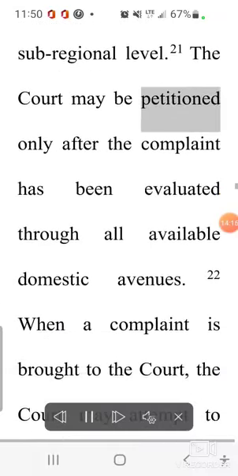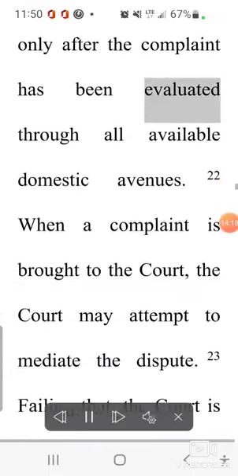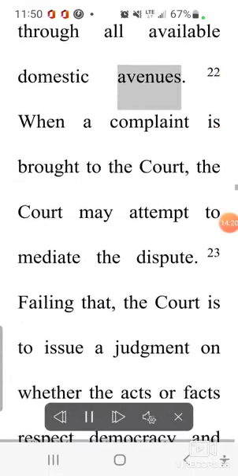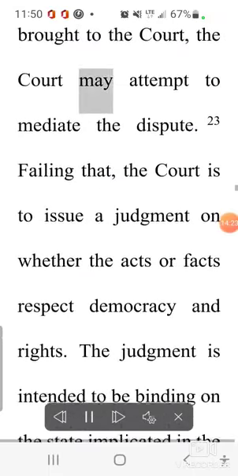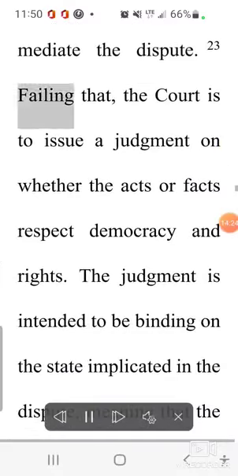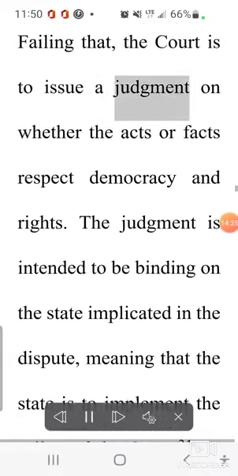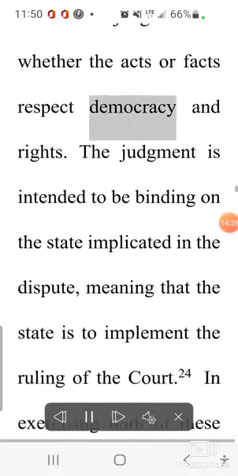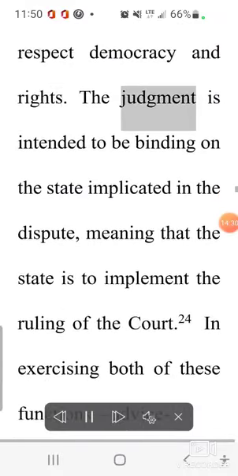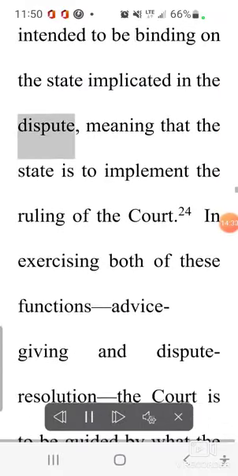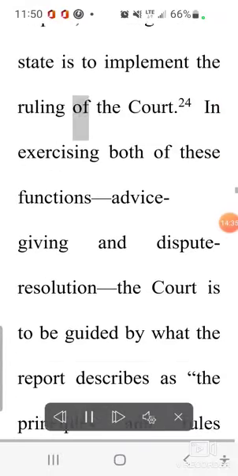The court may be petitioned only after the complaint has been evaluated through all available domestic avenues. When a complaint is brought, the court may attempt to mediate the dispute. Failing that, the court is to issue a judgment on whether the acts or facts respect democracy and rights. The judgment is intended to be binding on the state implicated in the dispute, meaning that the state is to implement the ruling of the court.